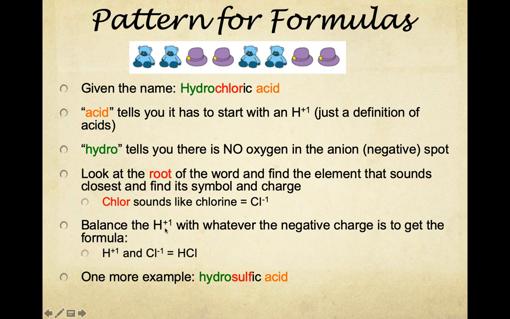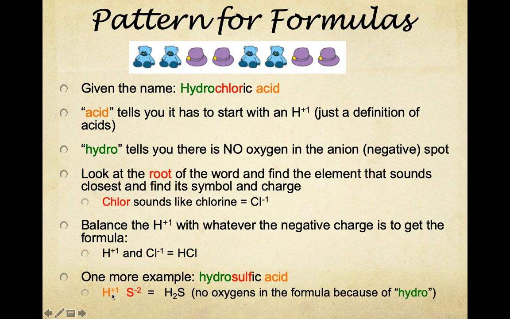That has to balance the H +1. So then H +1, S -2, this would mean 2 hydrogens to balance out that -2 charge. So H2S is the formula. And again, the reason it's just sulfur instead of a polyatomic ion with sulfur and oxygen is because of that prefix hydro. So the name hydrochloric acid matches just HCl, hydrosulfic acid matches H2S. So that's the pattern for formulas if you're dealing with just a hydrogen and an element.